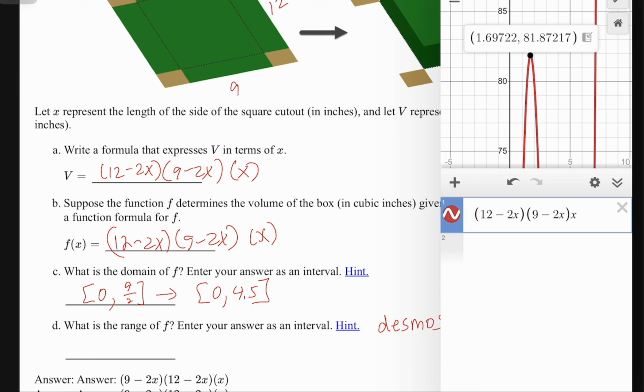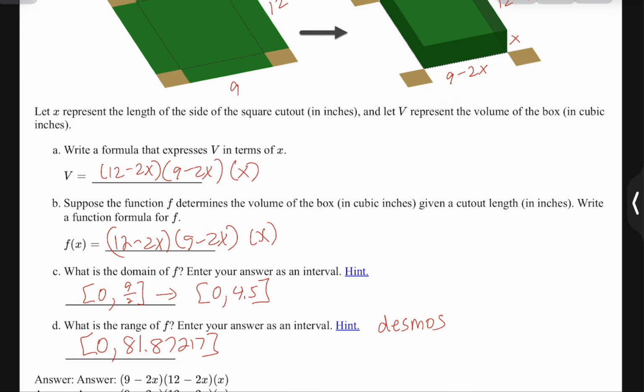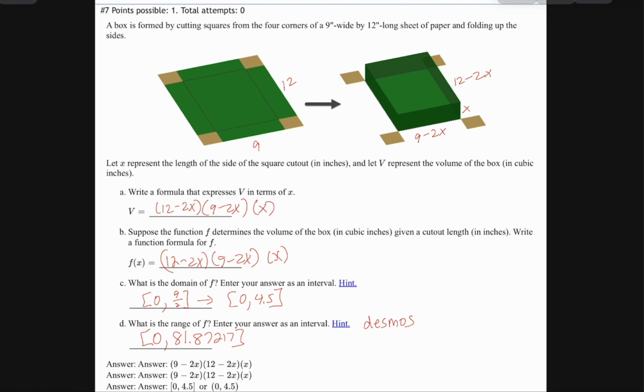So you have to use Desmos to find range. So the lowest volume is nothing. The highest volume will be the peak. The volume is your Y value. So it's 81.87217. Okay, so they will want you to use Desmos on the test. You will be allowed to open up Desmos, but nothing else. Either iMath or Desmos, that's the only thing I should see on your screens. So there's problem 7.